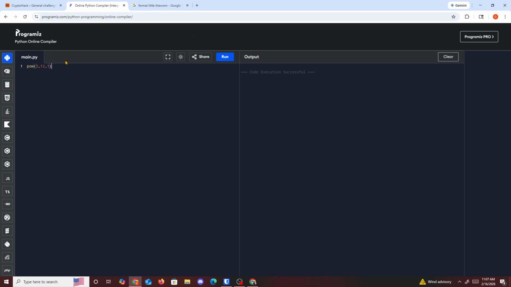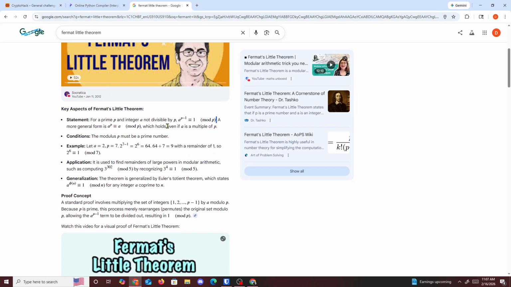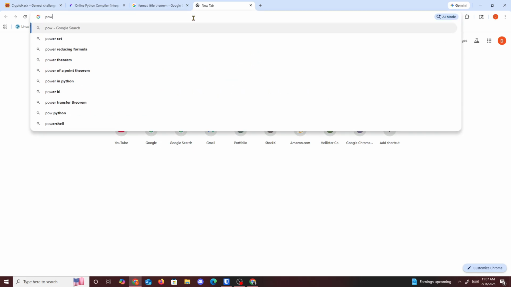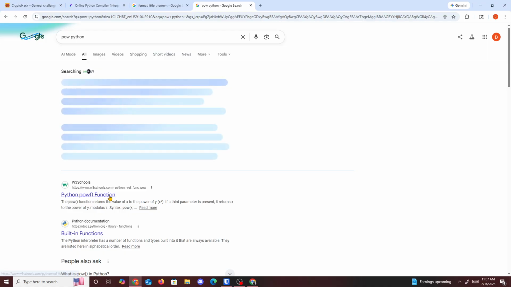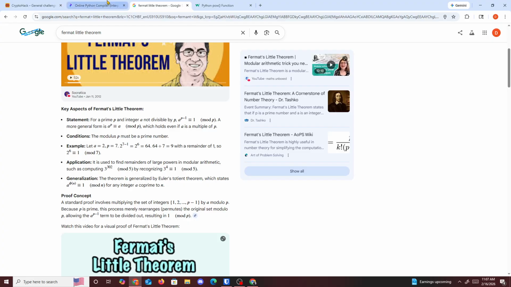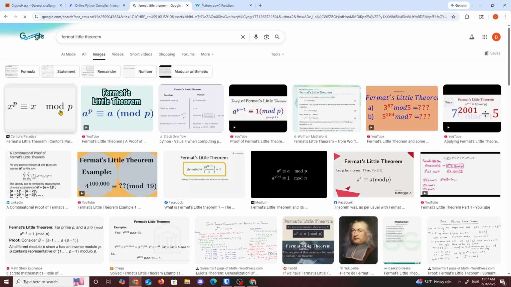I could be wrong. Oh, print. I think that's how you do it. I always forget. So Fermat's little theorem says A to the P minus 1 is equal to 1 mod P. So let's do the pow function in Python. It takes three values: a number as the base, an exponent, and the modulus. So from the little theorem, let's look at it again.